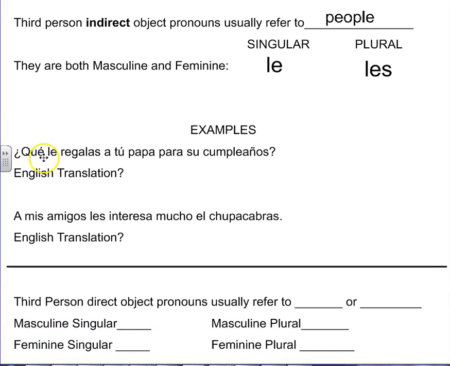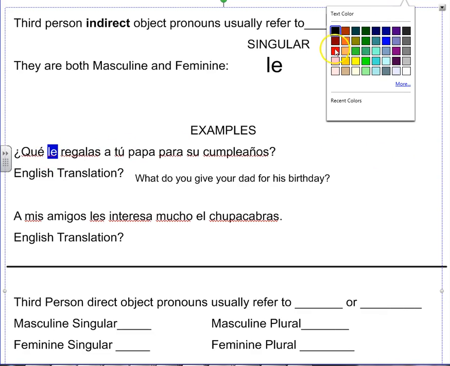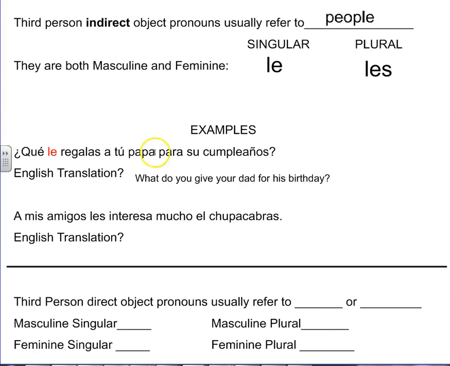All right, so let's give you some examples down here. Here's an example in Español. Let's figure out what it actually says. It says, ¿Qué le regalas a tu papá para su cumpleaños? What does this mean in Inglés? Well, in Inglés, it means, what do you give your dad for his birthday? Now the word le is right here, and let's make it in red, okay? And basically what we're trying to figure out is, what did this word le mean? And in this translation it said, what do you give your dad for his birthday?